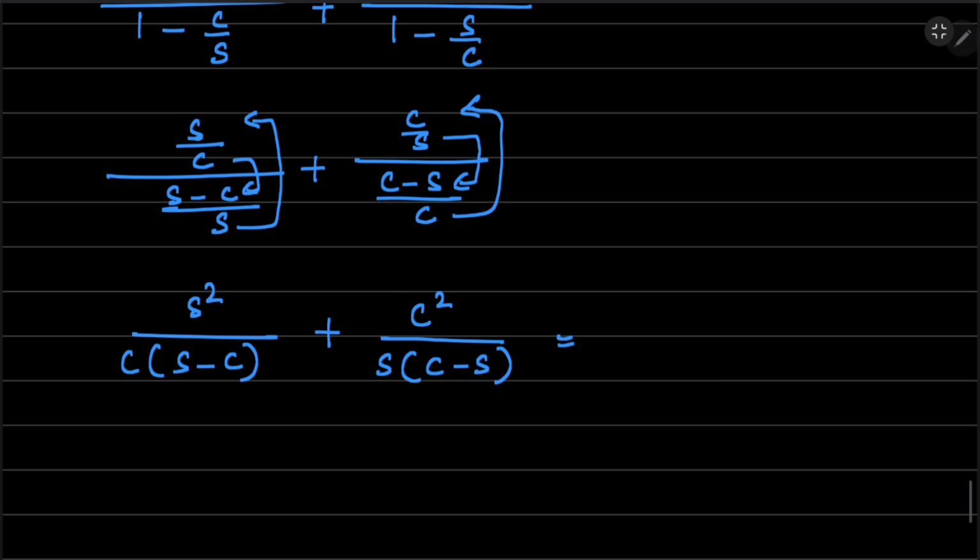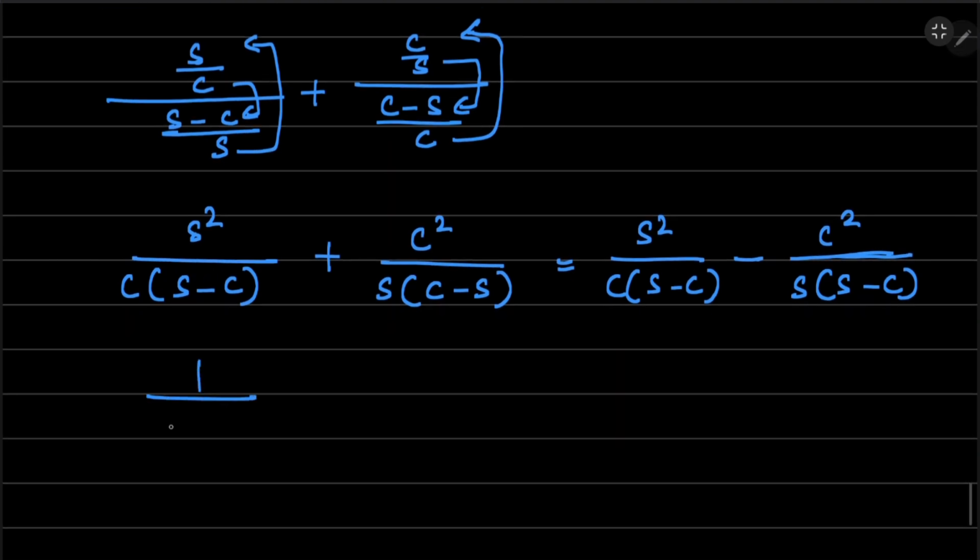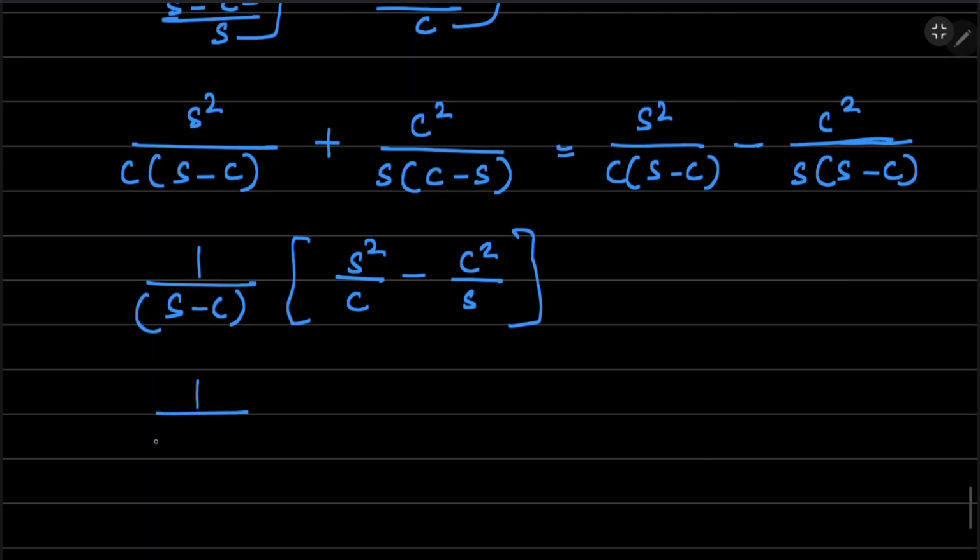So this is nothing but, if you take one negative common out, this will also become sine minus cos. So what I'll do is, sine square divided by cos into sine minus cos, square divided by sine multiplied by sine minus cos. Now I'll take what is common here? 1 over sine minus cos is common. What remains is sine square divided by cos minus cos square divided by sine. Take the LCM here. So 1 over sine minus cos is common.